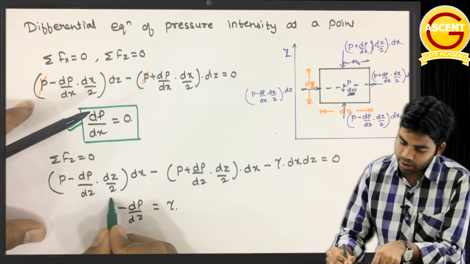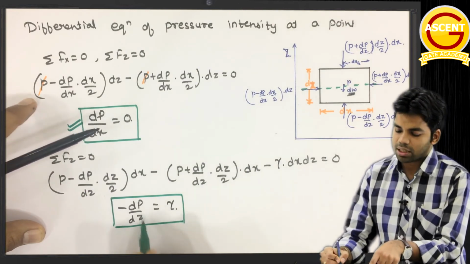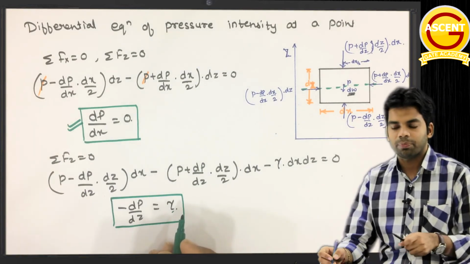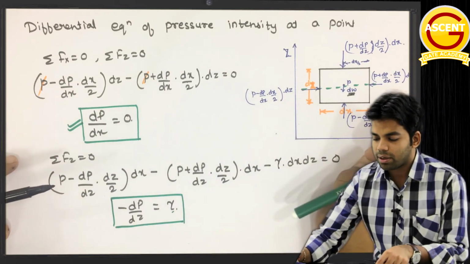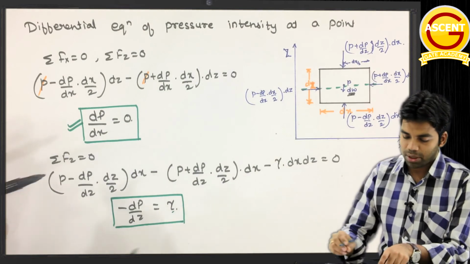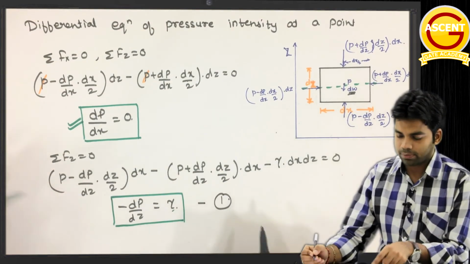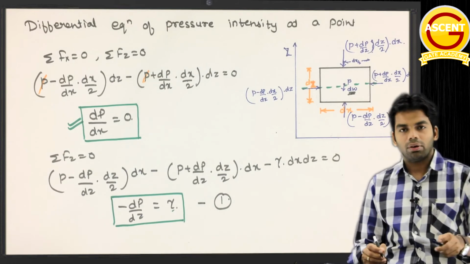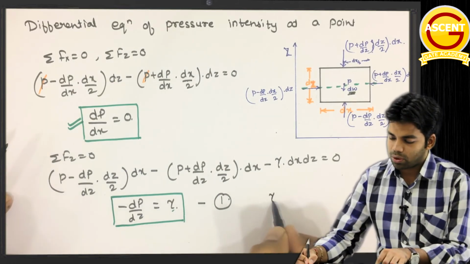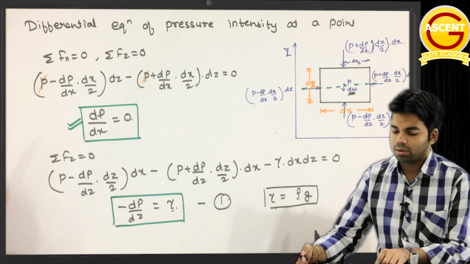Okay, and from here we can conclude one thing: with respect to the z axis, with respect to height, the pressure is changing. The pressure at the same level at all points will be the same, but with respect to z the pressure is changing. Suppose this is equation number 1. Getting this or not? Now here gamma, as we know, is the specific weight, which is equal to rho into g. Clear or not?